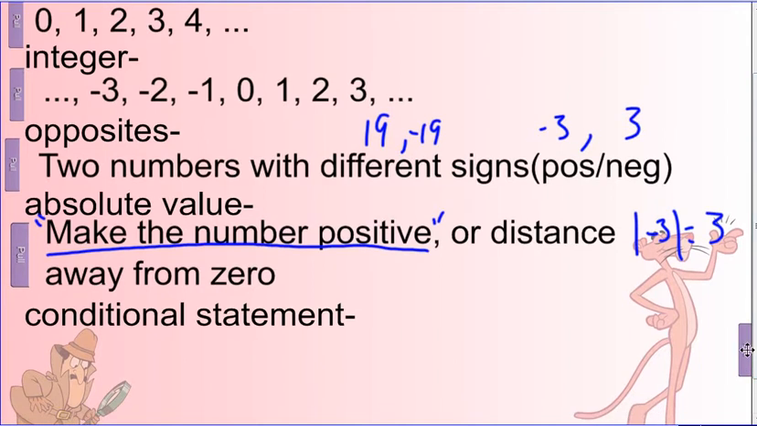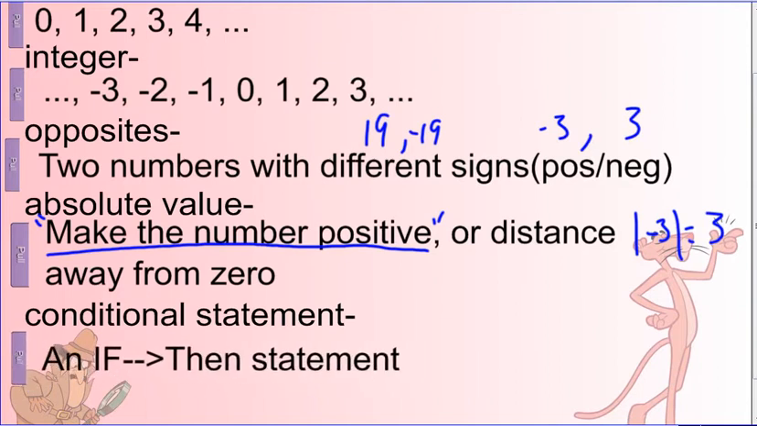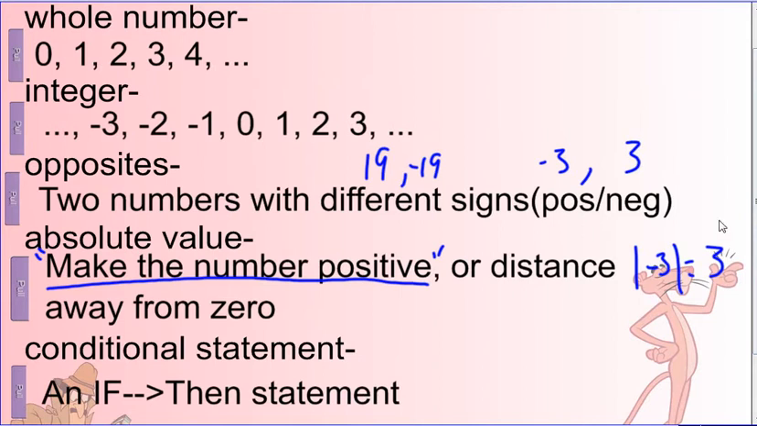And finally, a conditional statement, which is going to come up a bit later on, is an if-then statement. Like, if it is raining, then you need an umbrella. That's a conditional statement. But we're going to see them, obviously, with math and not just like raining and umbrellas. Okay? So none of these words are terribly hard by themselves, and we'll see how we get through this lesson.